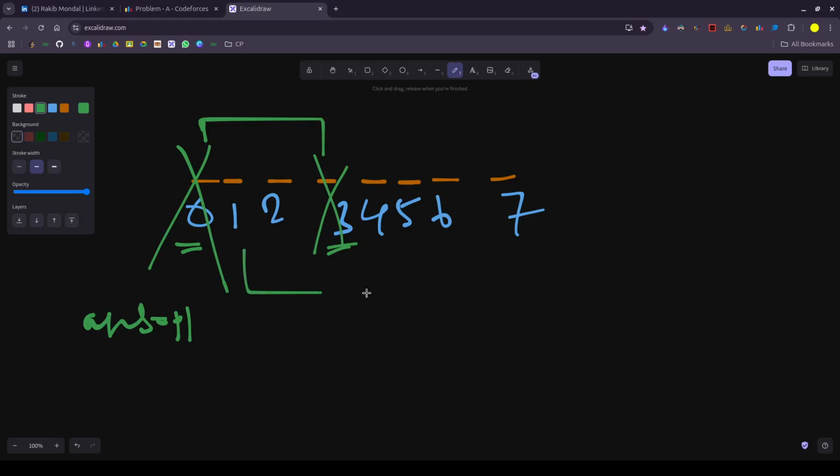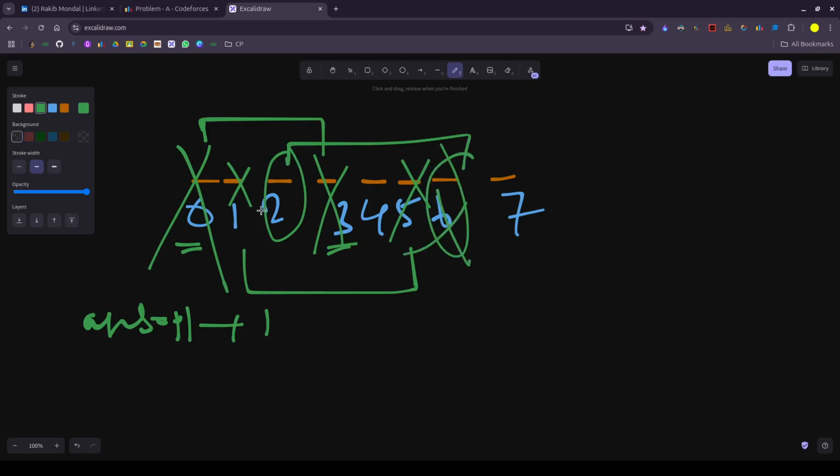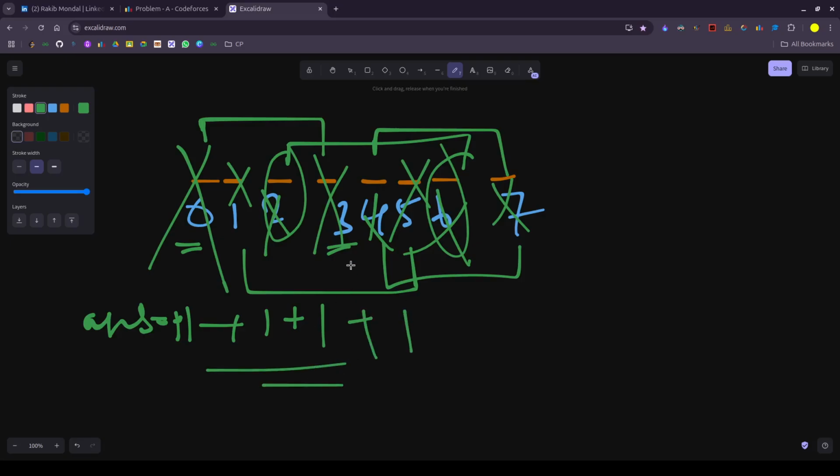Suppose this one and this one are equal. We will just add 1. Then this value and this value are equal. We will mark these two and add to our answer. And suppose these values are equal. We can mark these two and add one to our answer. So like this we have to just perform this kind of operation. It is pretty simple.